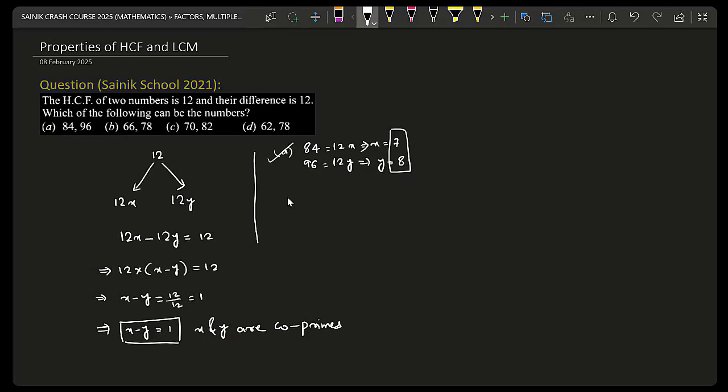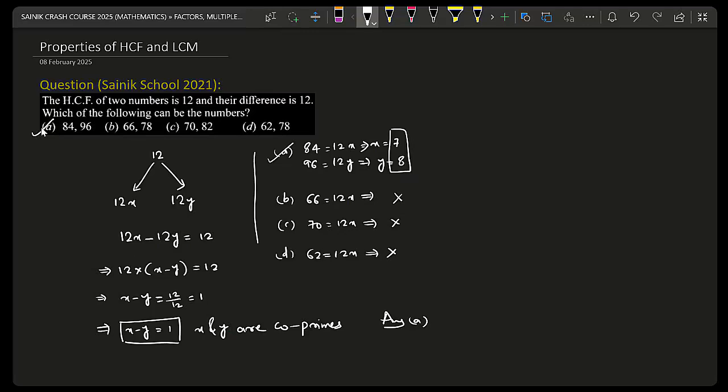Option A is correct, but let us check option B. 66 is equal to 12x. 66 is not divisible by 12, so we can neglect this option. And 70, if you write it equal to 12x, 70 is also not divisible by 12, so you can neglect this option. 62, if you write it equal to 12x, 62 is also not divisible by 12. So option A matches all the conditions. So the answer is A.